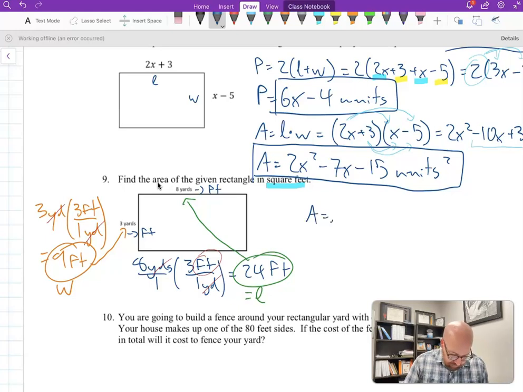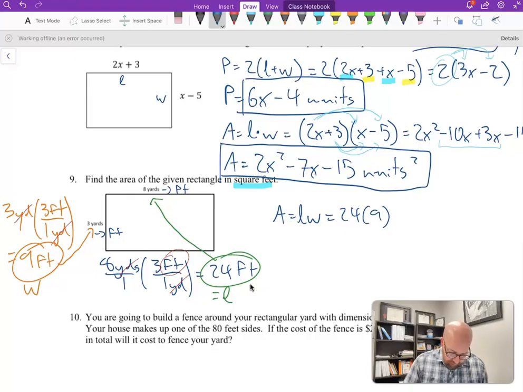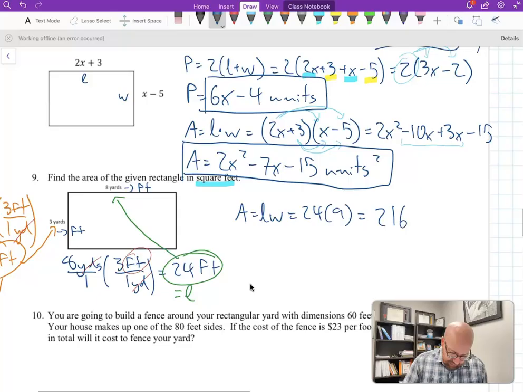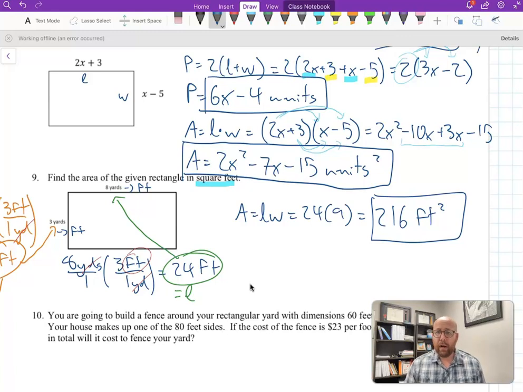Area is equal to length times width. We're going to use our converted values of 24 times 9. And that's going to be a total of 216 square feet. That is our area.